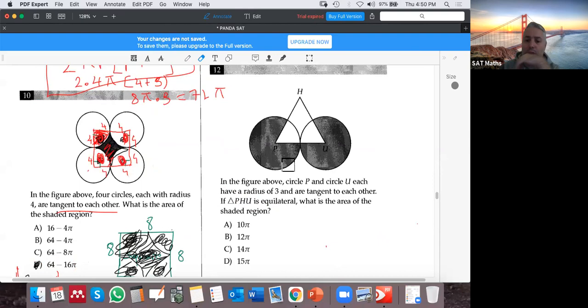So let's start the solution. Step by step, I will go. In the figure above, circle P and circle U each have a radius 3. So circle P means the center is point P, the center is point U, and they have radius 3. So this is 3, this is 3, 3, 3, 3, and 3. Till here, it's okay. And they are tangent to each other.